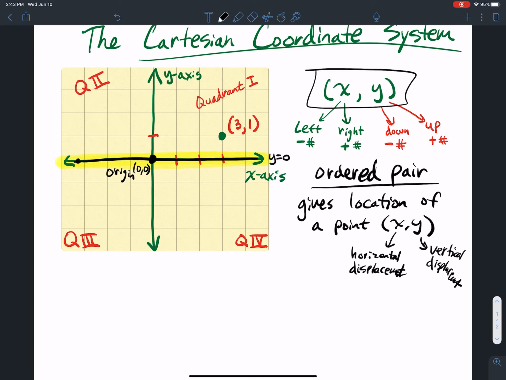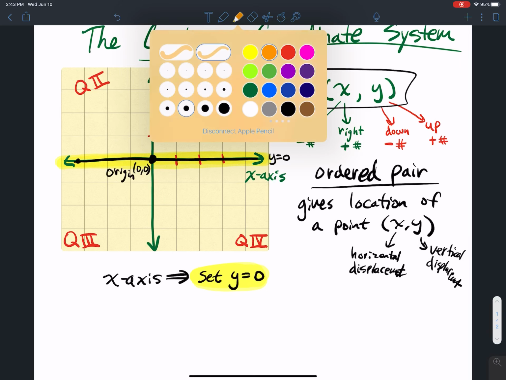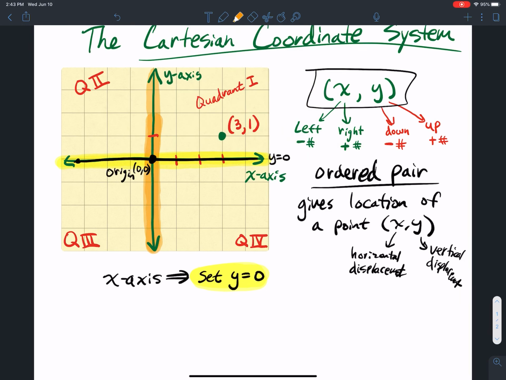So to get on the x-axis, I set y equal to 0. This is going to be very important to us later. Now, to be on the y-axis, what is my value of x? Well, I don't move left and I don't move right. So that tells me that I set x equal to 0 for the y-axis.